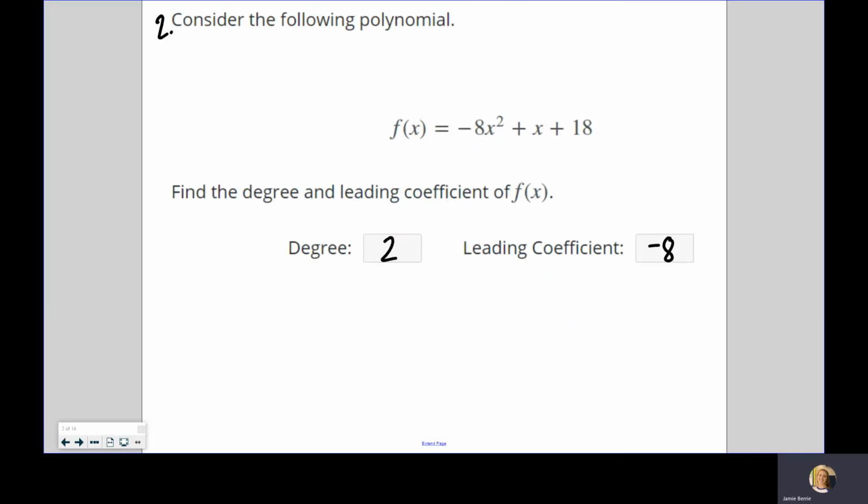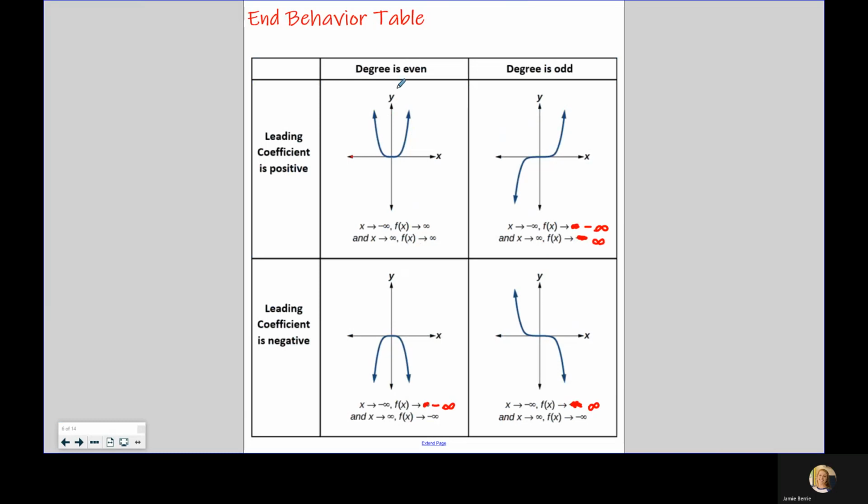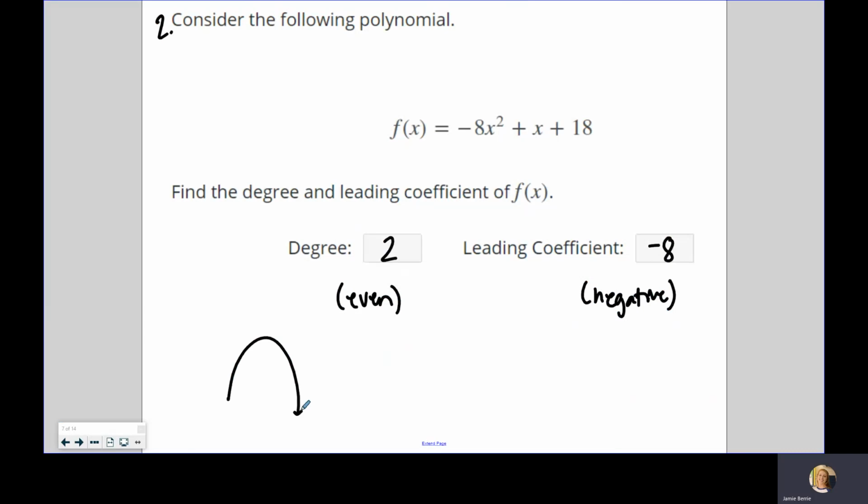And let's just think about what the graph would look like. So we have an even degree. This is an even degree and a negative leading coefficient. So even negative tells us that the graph is going to be pointed down. So we know the graph is going to look something like that.